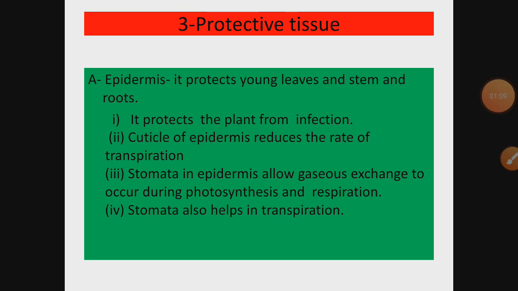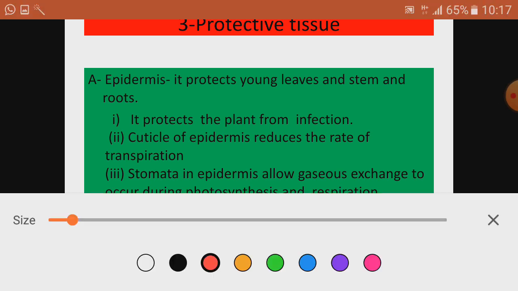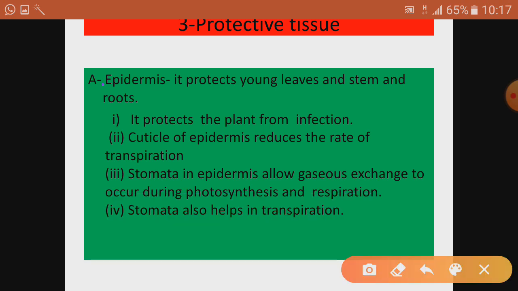Now first is the protective tissue, epidermis. It protects young leaves, stems and roots. That's why I have written "young" here, so that it becomes clear that epidermis is for young parts. Leaves are always young, old or young, they will be protected by epidermis. Then the stem, it's not a trunk, it's a stem, and young roots have an outer covering of epidermis. It also protects the plant from infection.